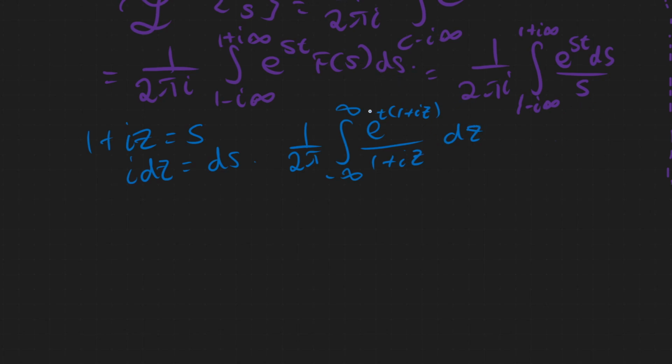Now we can do a few things. We can bring this e to the t out to the front from this part here, and we can also bring an i out to the front, so let's do that now. We get e to the t over 2 pi i, integral from minus infinity to infinity of e to the itz over z minus i dz, because 1 divided by i is just minus i.